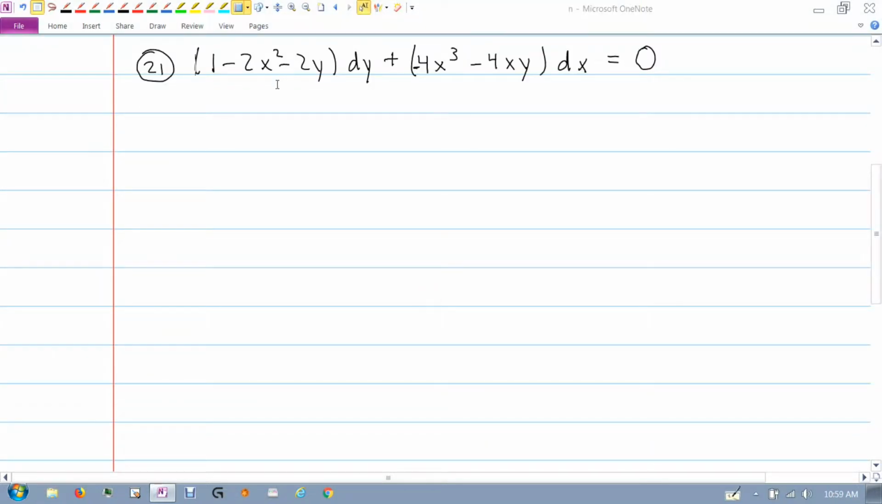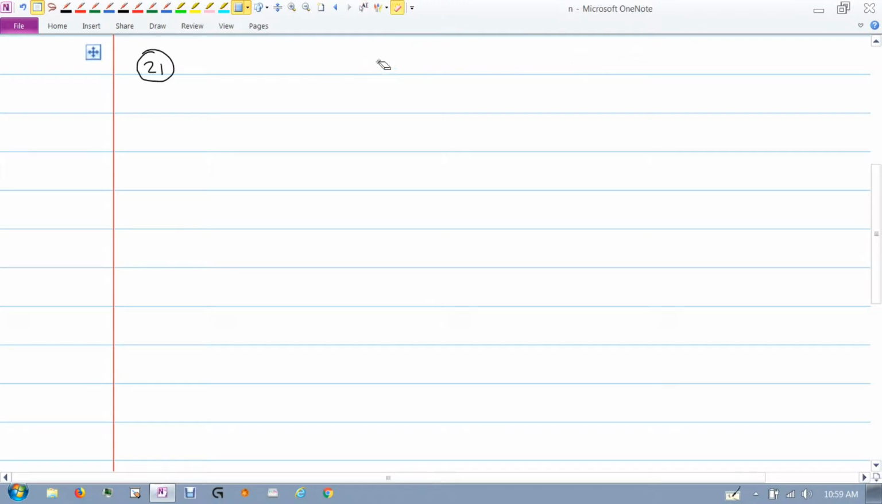Okay, number 21. Actually, I need to start this over. Let me see, I have (1 minus 2x squared minus 2y) dy/dx equals 4x cubed plus 4xy. Now I multiply both sides by dx, so I get dy here and then this whole thing dx.